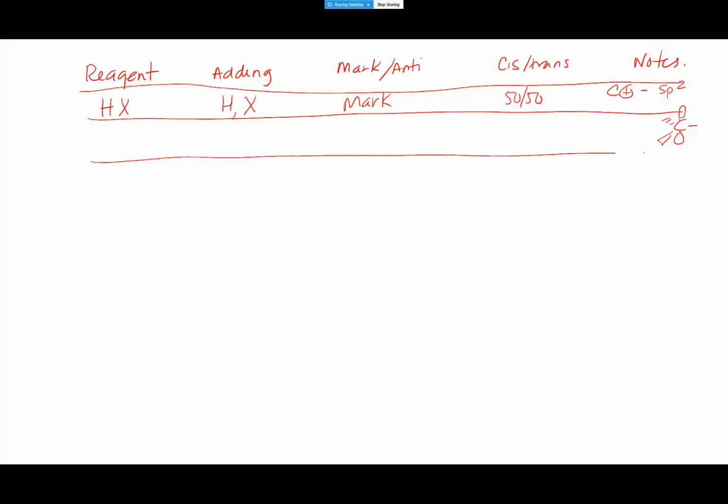And the notes, when I put in notes, I think of, okay, when we get to reactions that have a triangular intermediate, what's the significance of that? A triangular intermediate means that the reagents are going to add 100% trans. Square intermediate, 100% cis.